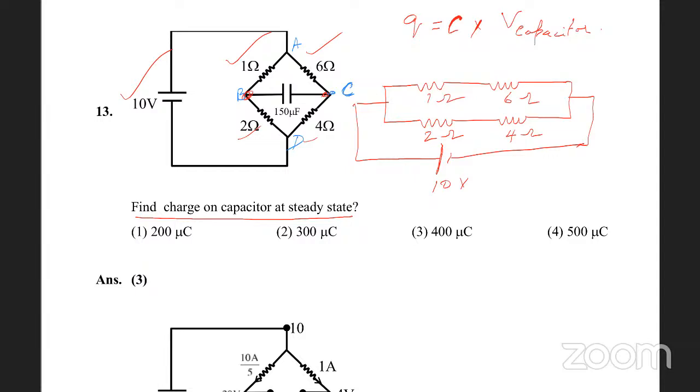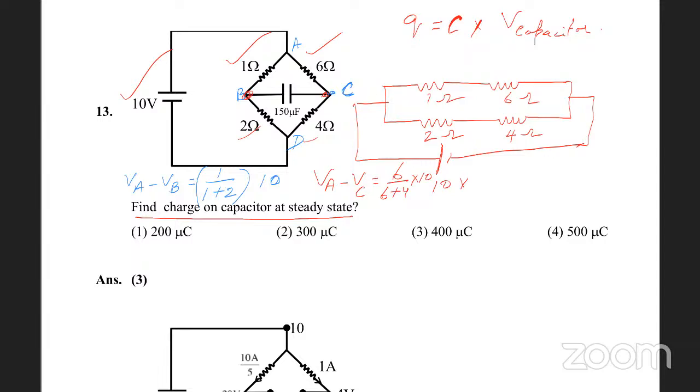So the potential difference between A and B, VA minus VB, is 1 by 1 plus 2 into 10, that is R1 by R1 plus R2 into V. You'll get that. Similarly, let us calculate the potential difference between A and C. VA minus VC is equal to 6 by 6 plus 4 into 10.